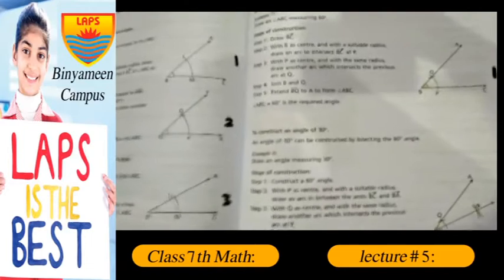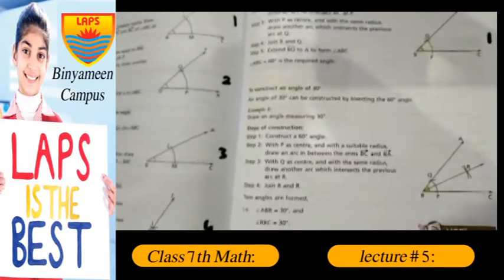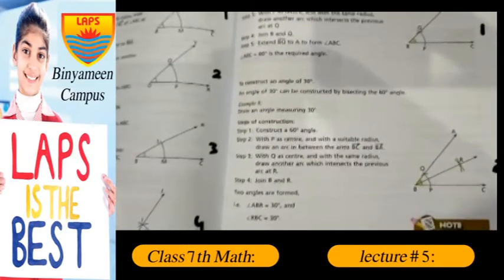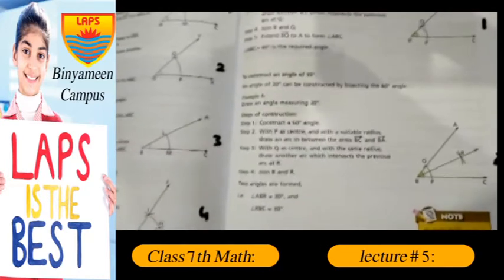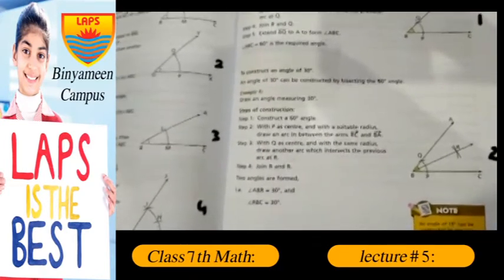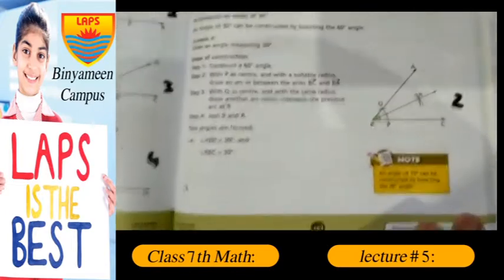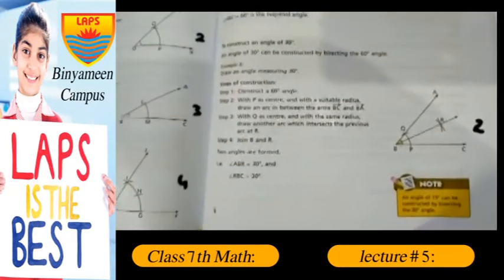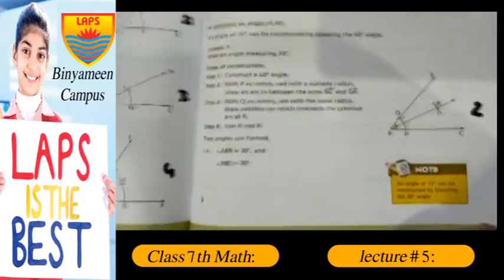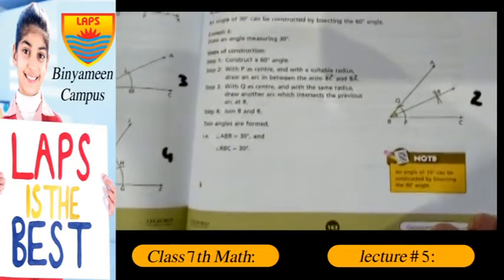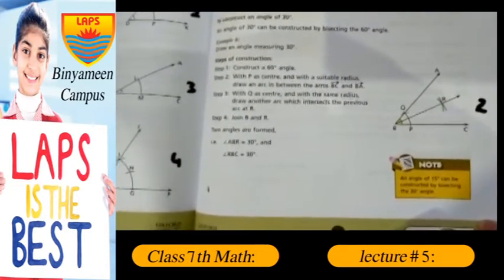Now, how to construct an angle of 30 degrees? An angle of 30 degrees can be constructed by bisecting a 60 degree angle. Example 8. Steps of construction. How to construct? Step 1, construct a 60 degree angle.